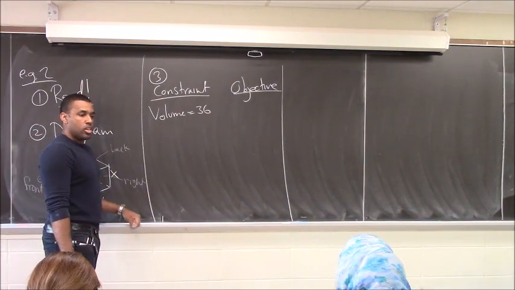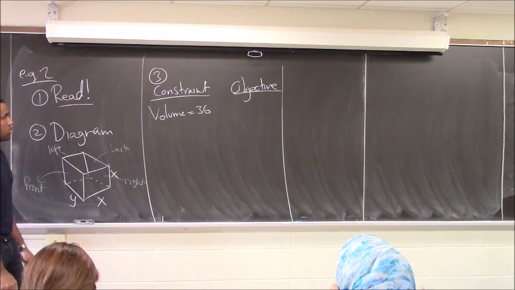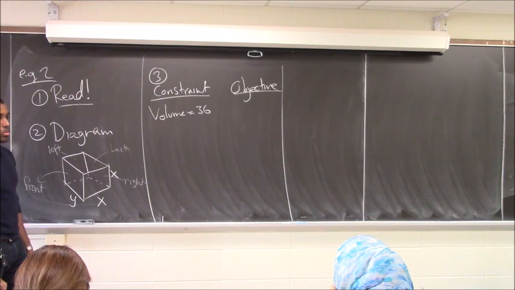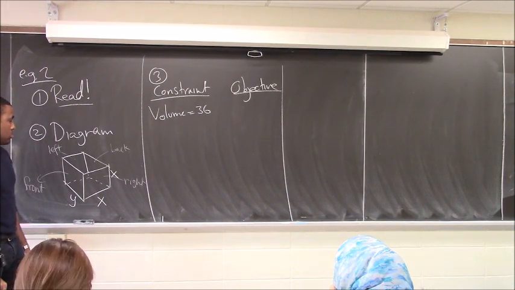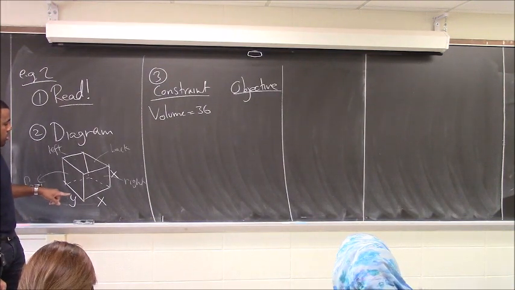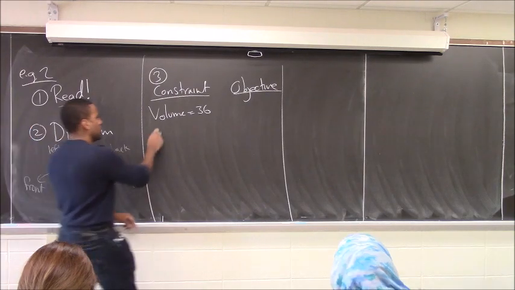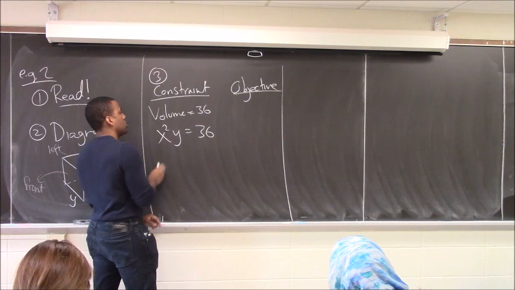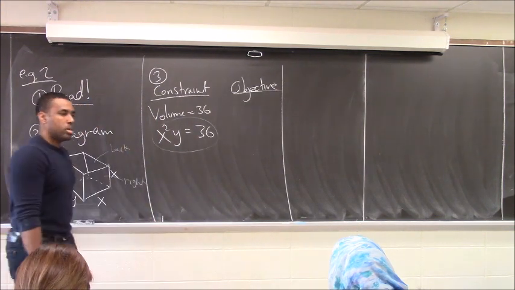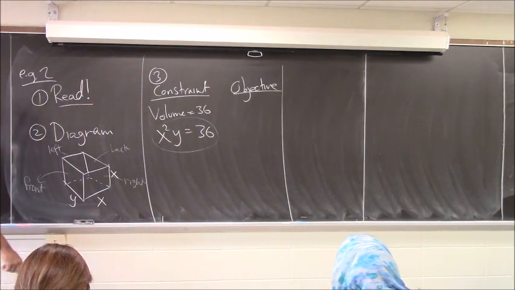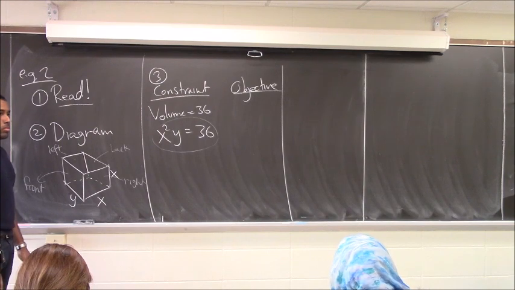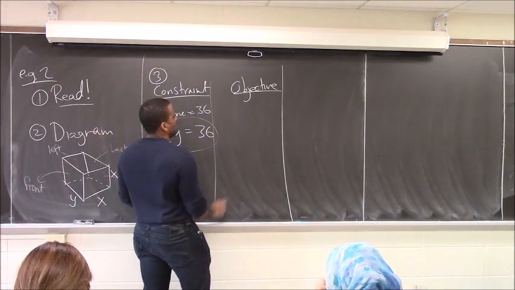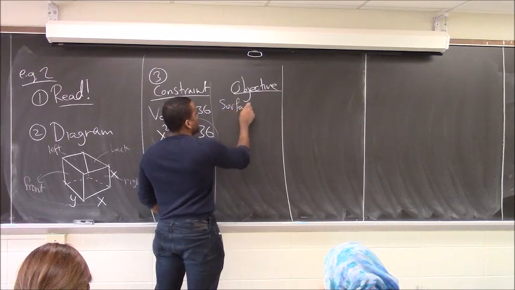How would I describe that in an equation? Yeah? Y times x squared equals 36. Right. The volume of a box is length times width times height. That's x squared y must be 36. This is my constraint equation. What is the objective here? Yeah. To get the minimum surface area. Minimum surface area. So surface area is what we want, is our objective.